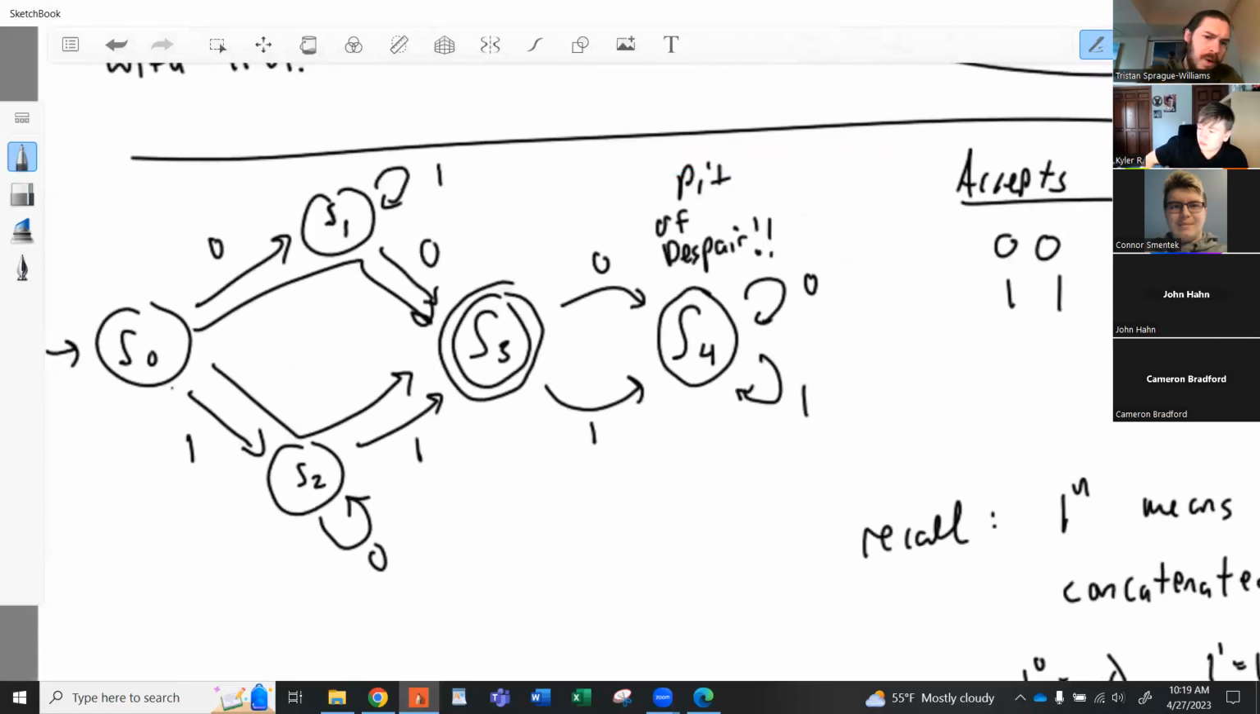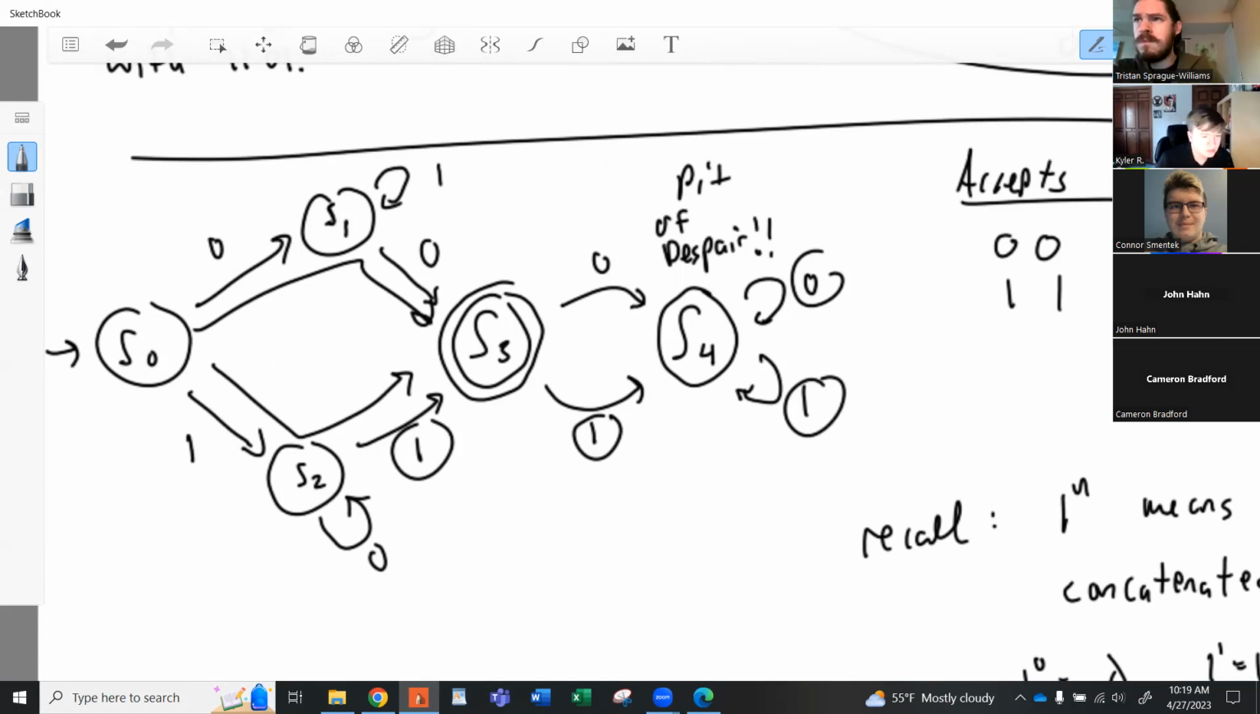No, because if we had 1 and then 0 to the n, so any number of zeros, and then a 1, then we could have further ones. And if we have another 1 after this one right here, then that would take us along this transition. We would be then in state 4. State 4 is a rejecting state, and then we can never leave state 4 because 0 and 1 simply loop on that state. And so it would be rejected. Does that make sense?